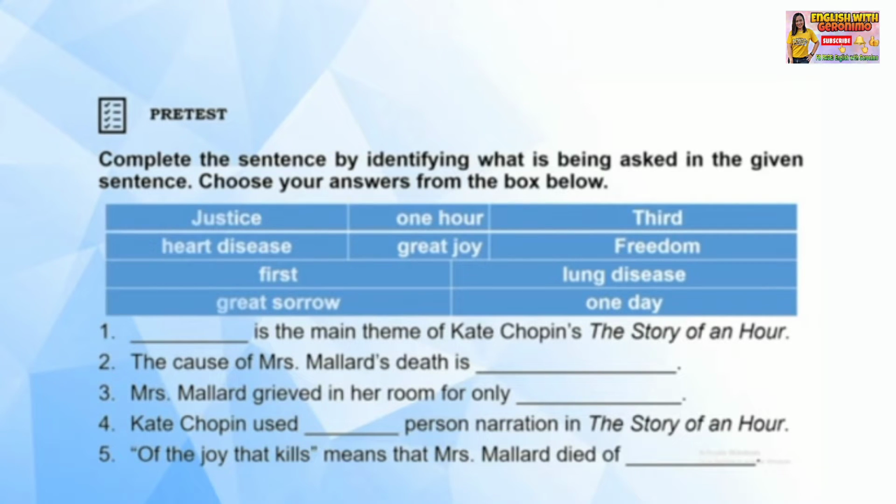2. The cause of Mrs. Mallard's death is blank. 3. Mrs. Mallard grieved in her room for only blank. 4. Kate Chopin used blank person narration in The Story of an Hour. 5. Of the joy that kills means that Mrs. Mallard died of blank.